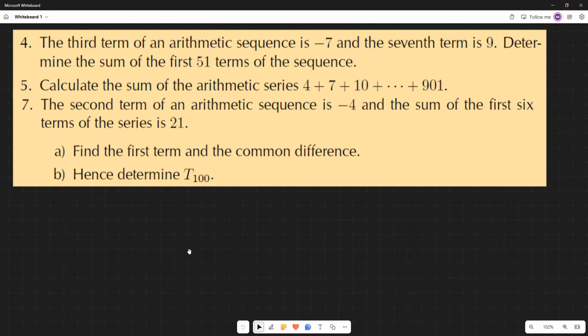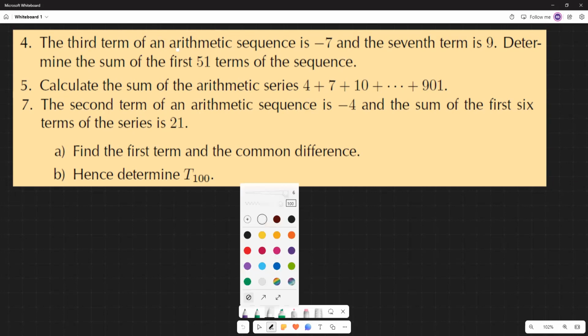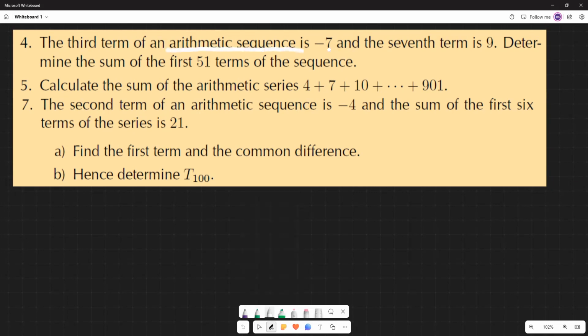Okay, so they say number 4, the fourth term of an arithmetic sequence is -7. Then they say the seventh term, which means T7, is the same as 9. Then they say determine the sum of 51 terms. So they want me to find S51.